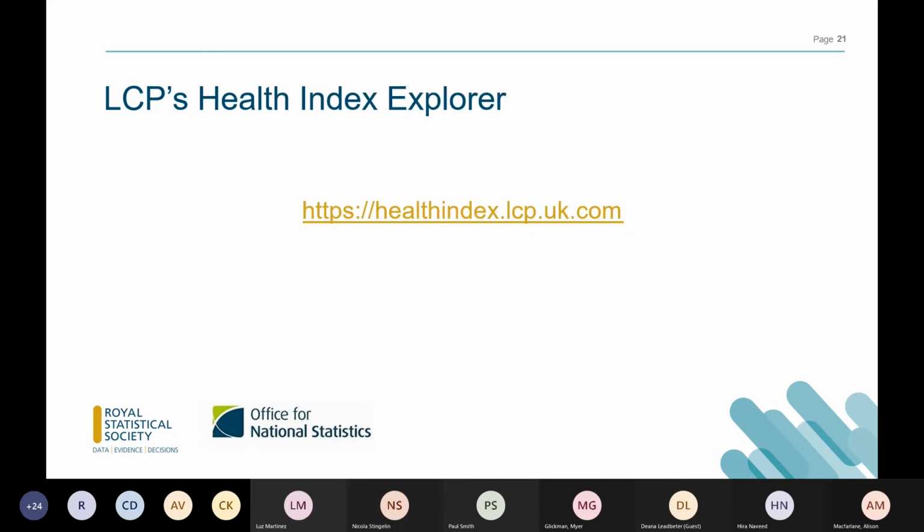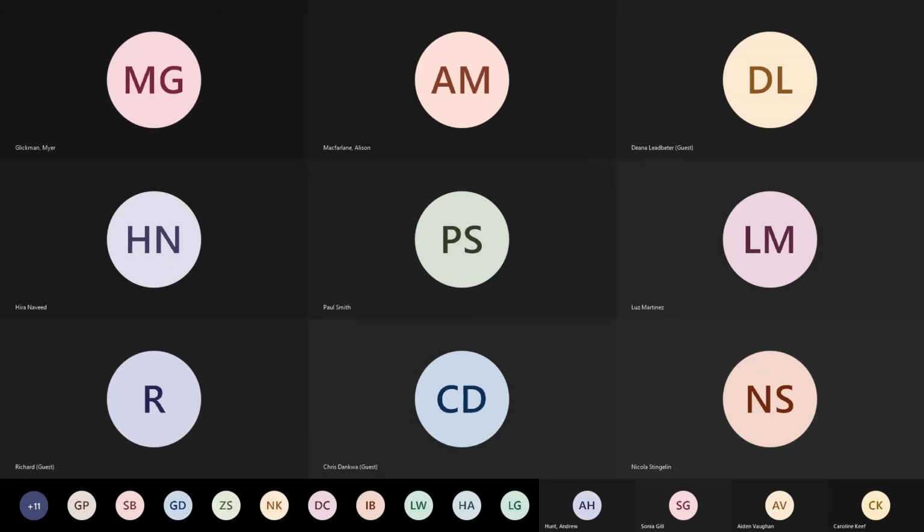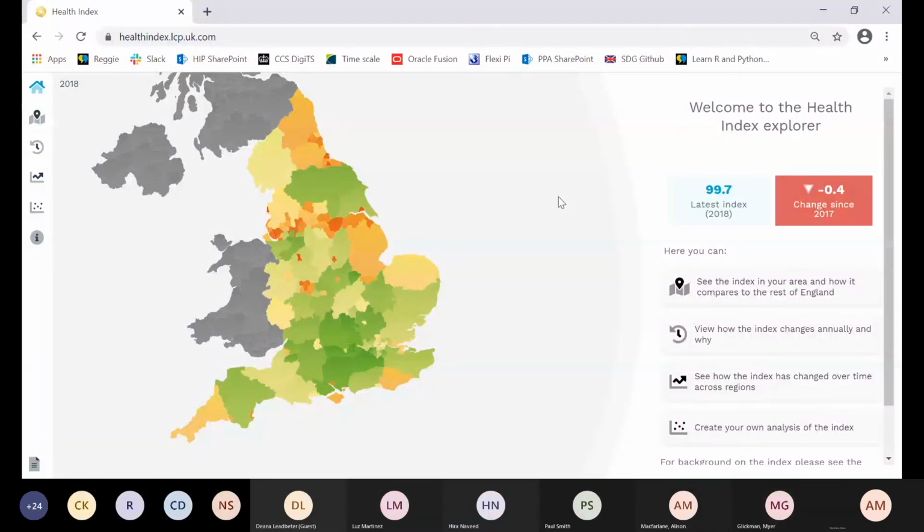So now I'm going to try to share screen, and hopefully that will work okay. We might need to re-upload the presentation afterwards, but that shouldn't take too long. Please, someone let me know when you can see the Health Index Explorer screen. Yep, that's fine. Brilliant. Thanks, Maya.